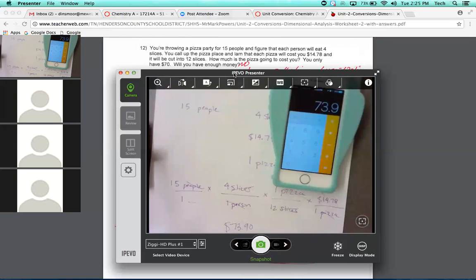No, right? We need $3.90 more if we're going to buy that many pizzas. Or somebody's going to have to, actually several people are going to have to, suck it up and not get 4 slices, which seems like a lot of slices. Okay.